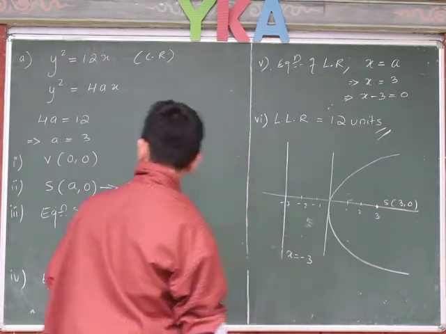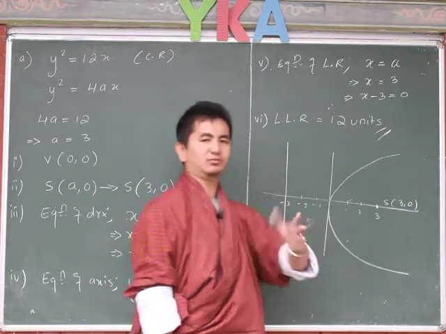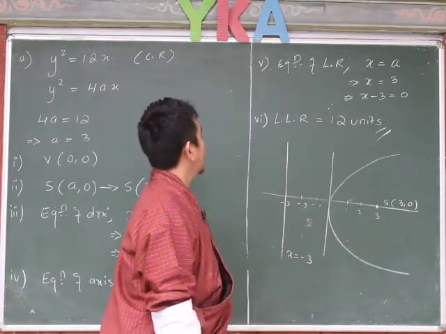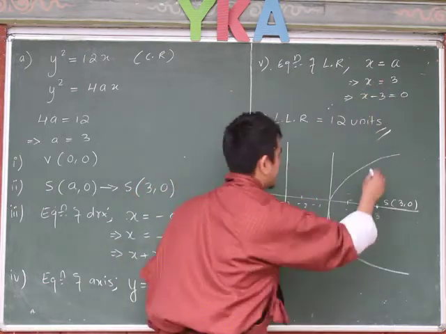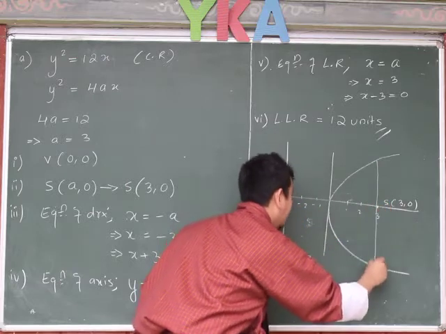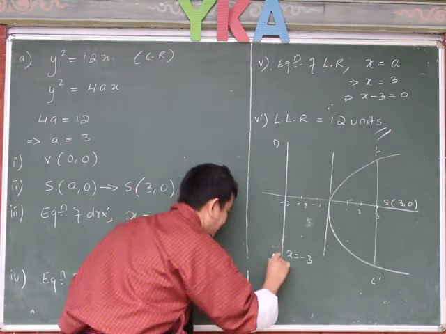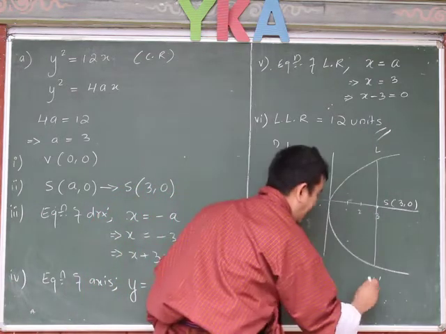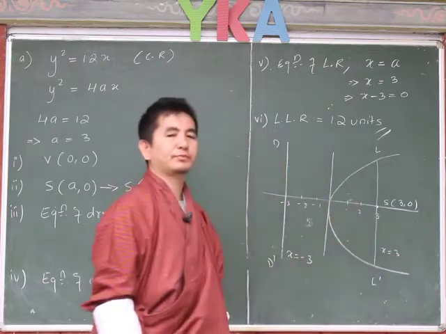Now next one, equation of axis is y equal to 0. So definitely it is lying on the x-axis. So axis is y equal to 0. Equation of latus rectum is x is equal to 3. Equation of latus rectum, x is equal to 3. So this becomes the equation of latus rectum, L dash. Oh, let me write D. This one is D dash. We have L dash, which is x is equal to 3.